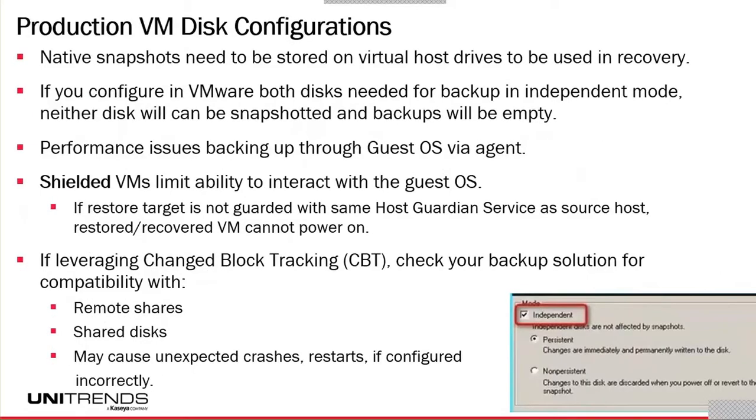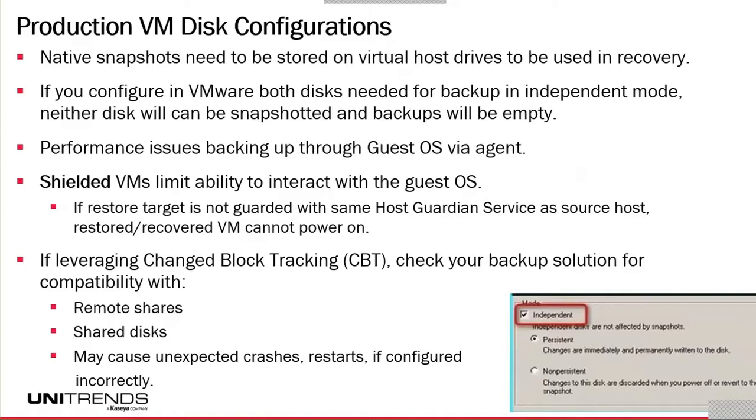We also see, with the majority of environments having at least some element of virtualization, errors that can arise with production VM disk configuration. VMware can create native snapshots, but those snapshots are stored on the same drives that the virtual disk of the host is residing on to be used in recovery. There are also configuration issues: if you're configuring VMware and both disks needed for backup are in independent mode, they're not going to be affected by snapshot. The backups ultimately will be empty.